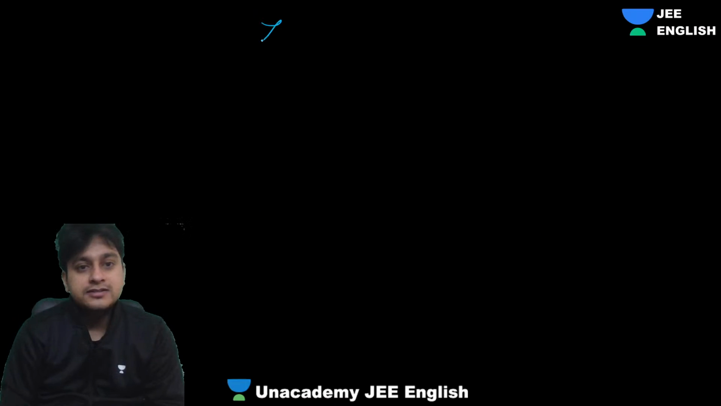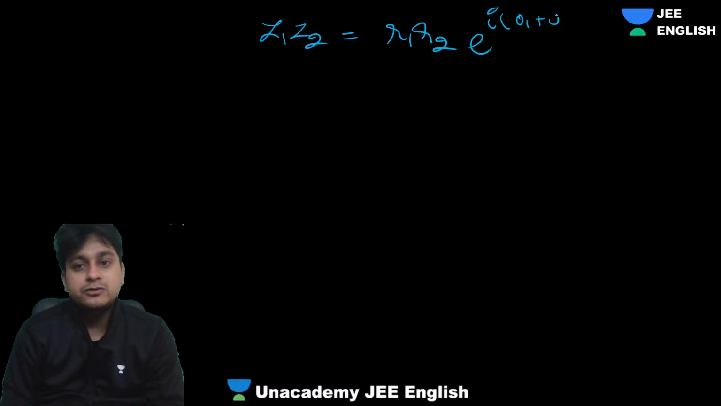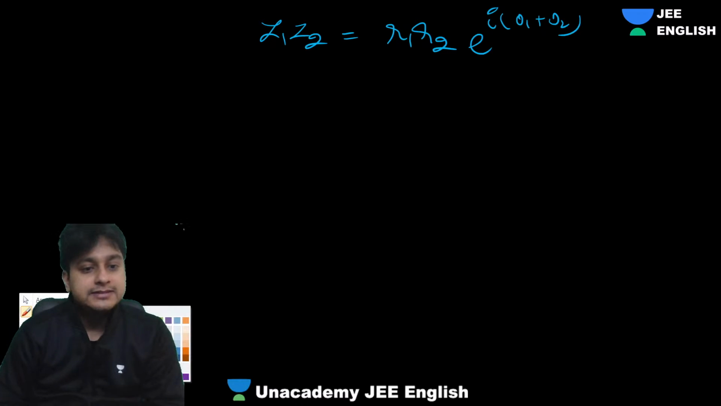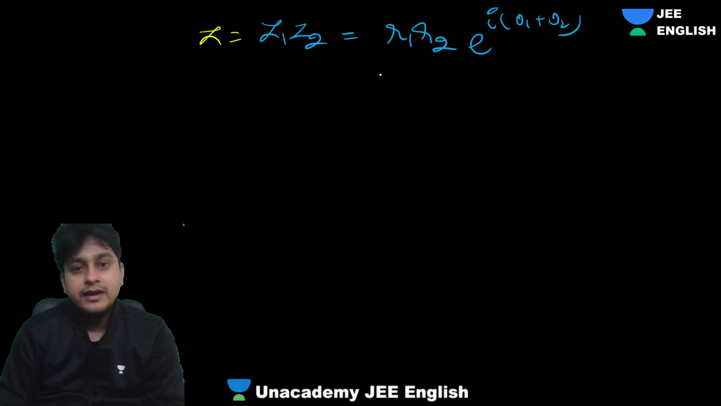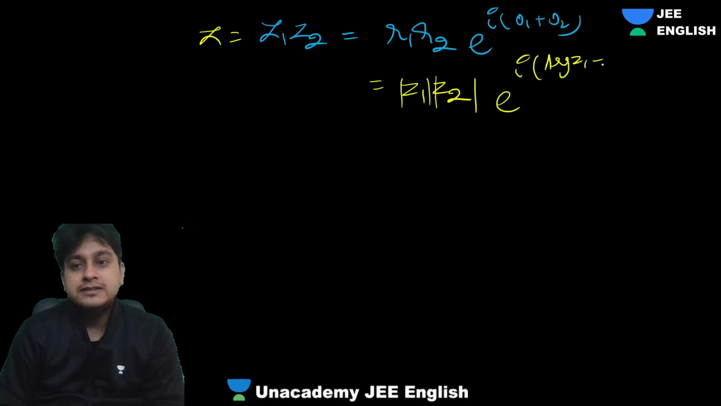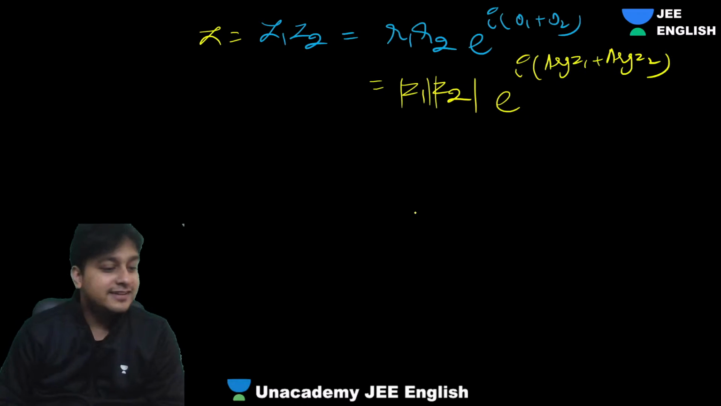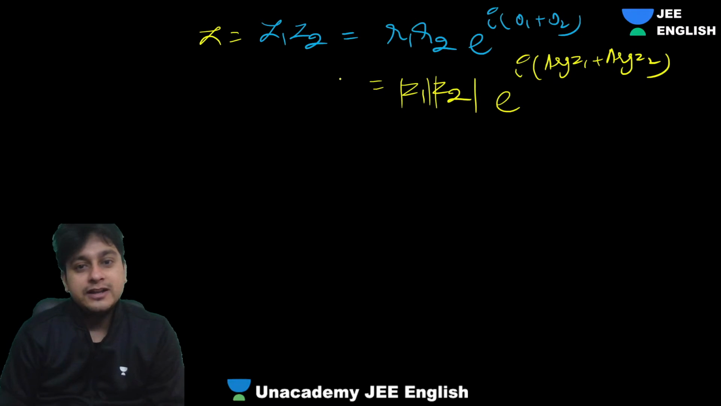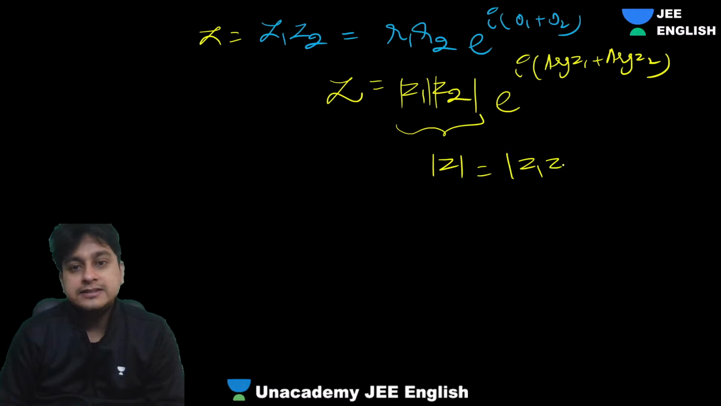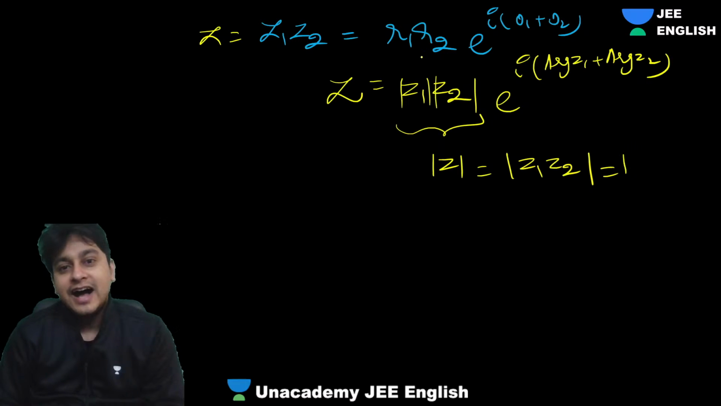So what happened guys? We got z1 z2 is equal to r1 r2 e^(i(θ1 + θ2)), right? So this is nothing but my z. Let's call it z for the time being. And this will be what guys? Can I say mod of z1 into mod of z2, and this is e^(iθ), that is argument of z1 plus argument of z2. Isn't it? Yes. So guys, what is z coming out as? Mod of z, which is nothing but mod of z1 z2, which is proved as r1 into r2, which is nothing but mod of z1 into mod of z2.